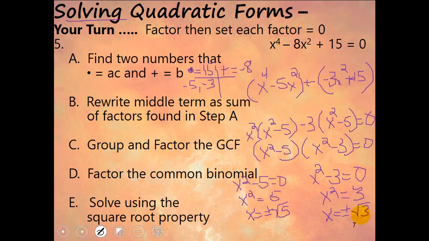So this would be root 5, 0. Negative root 5, 0. And then root 3, 0. And negative root 3, 0. Okay, those would be your 4 solutions. Notice again that the number of solutions that we're getting always matches the degree of our polynomial.